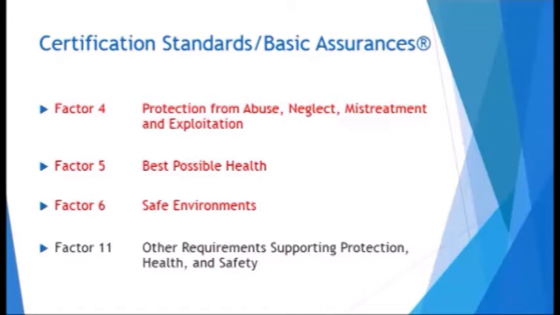Non-negotiables are specifically identified in the state standards under Factor 4, which is protection from abuse, neglect, mistreatment, and exploitation. Factor 5, and Factor 6, safe environments. These particular factors require 100% criteria for all respective indicators, thus the term non-negotiable. Factor 11 is the +1 that I mentioned in my title, and it captures expected practices associated with protection, health, and safety. However, each indicator is scored as either effective results, action required.